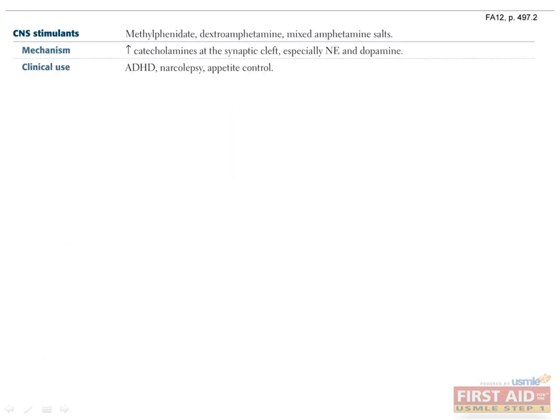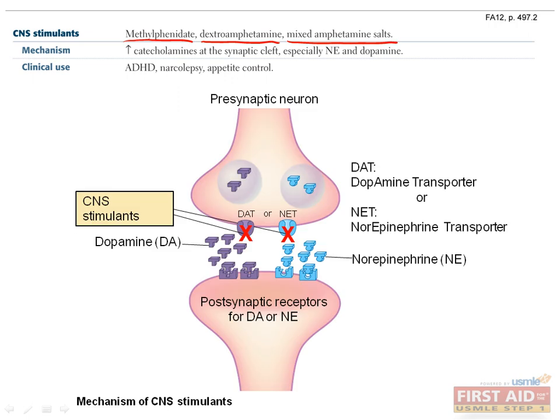The first set of drugs we'll discuss is the CNS stimulants. These include methylphenidate, dextroamphetamine, and mixed amphetamine salts. Their mechanism is shown here. These work by increasing the concentration of catecholamines at the synaptic cleft, especially norepinephrine and dopamine. You can use this class of drugs to treat diseases such as narcolepsy. They can also be used to help regulate appetite.